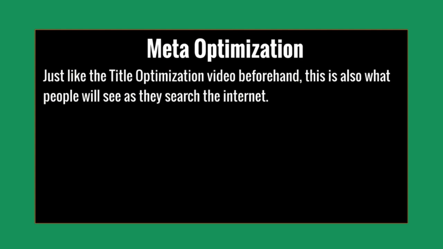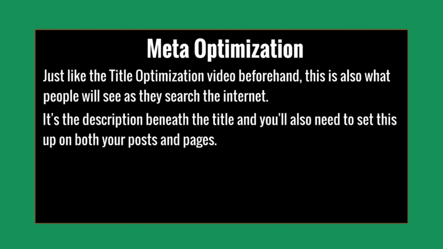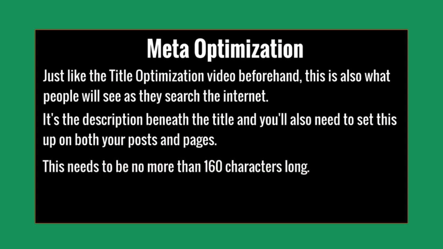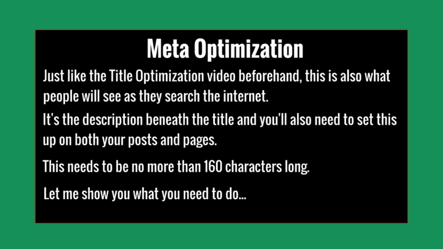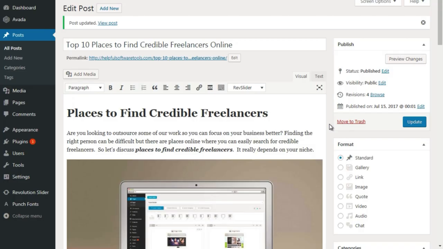So, meta is the description that is going to show up on search engines. Just like the title optimization that we've done in the previous lesson, this is what people are going to see in the search when they perform a search for a specific keyword. In other words, it's the description beneath the title, and you need to make sure that this is set up both in your posts and your pages. And this needs to be no more than 160 characters long. So let me show you what you need to do to set it up.